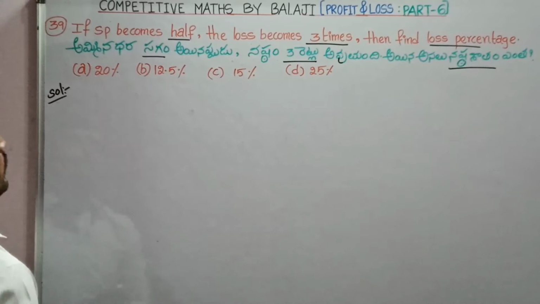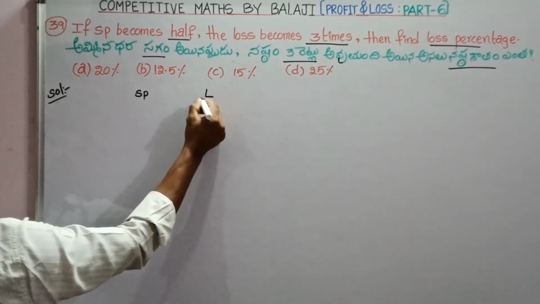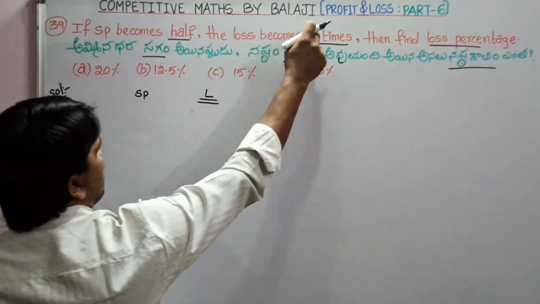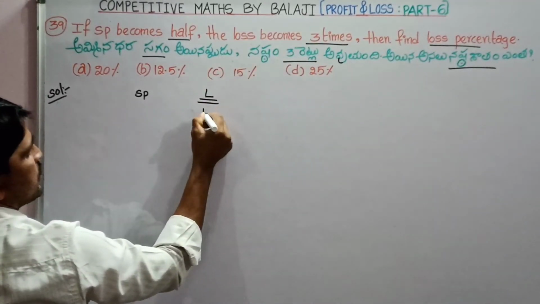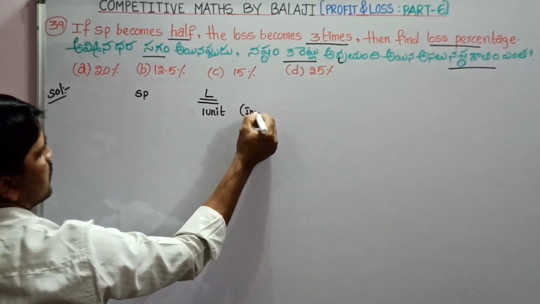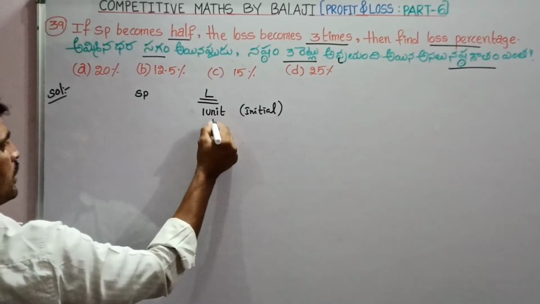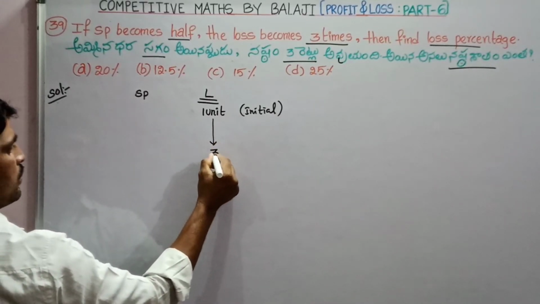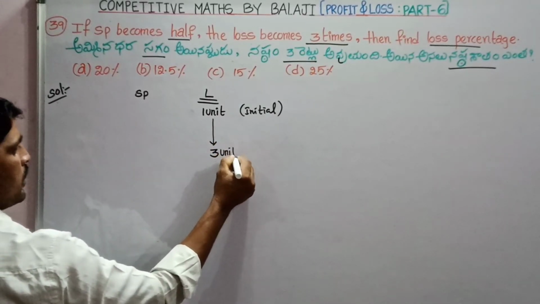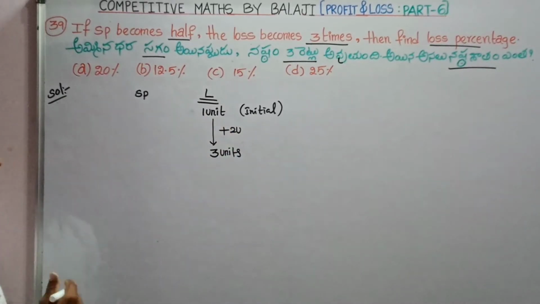Okay. Consider SP and loss. Here loss becomes 3 times. So let initial loss be 1 unit. Then it becomes 3 times, that is 3 units. There is a 2 units increase in loss.